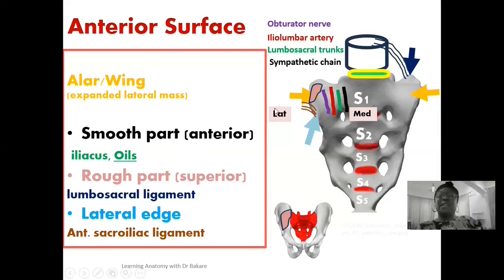So at this point, we have the emergence of the anterior sacroiliac ligament, of course, connecting the ala of the sacrum with the ilium. So these are the specific structures that are related to the ala, or the wing, of the sacrum. We've tried to subdivide this region into the smooth anterior part and also the rough superior part, and also highlighting the different structures that are related to it.